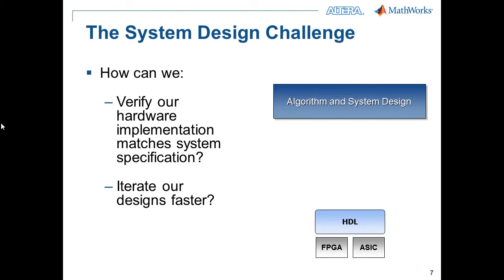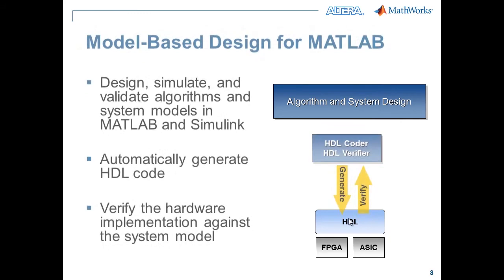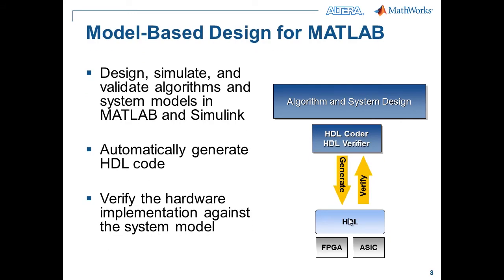So how can we verify that our hardware implementation matches an abstract system specification? And what can we do to iterate on the designs faster? I mean, this is the million-dollar question. What kinds of things can we do to actually speed up this process? Traditionally, there's a disconnect between the algorithm level descriptions and what's going on in the hardware. What we're going to talk about today is a mechanism that will show how to bridge the gap between the algorithmic descriptions and the hardware implementations.